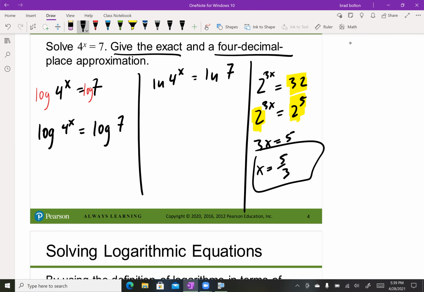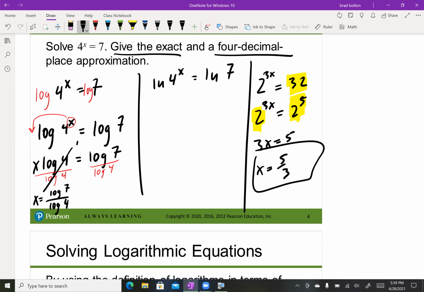So now we have the log of both of them, right? And remember, there's a property of logs that says I can take the exponent and move it to the front of the argument. So this will become x log base 10 of 4 is equal to log base 10 of 7. Now I divide both sides by log base 10 of 4. So I have x equals log base 10 of 7 divided by log base 10 of 4, right?